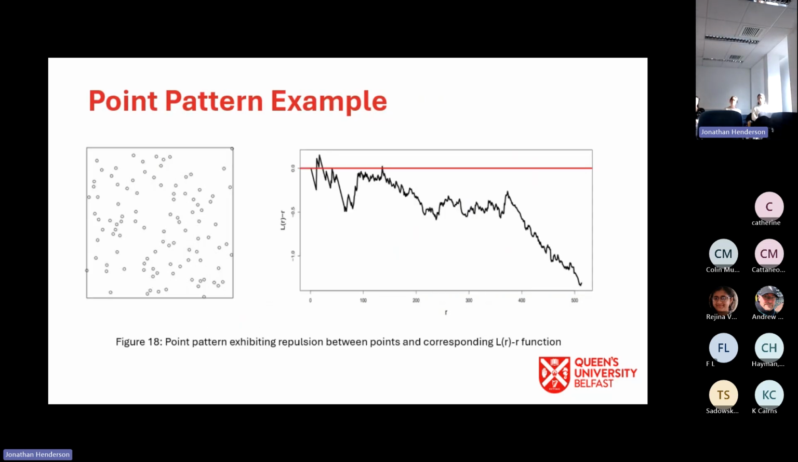But as well, if your L minus R value was below 0, this would indicate that you have some form of repulsion between the points. And for this type of model, you would apply something like a Strauss process.